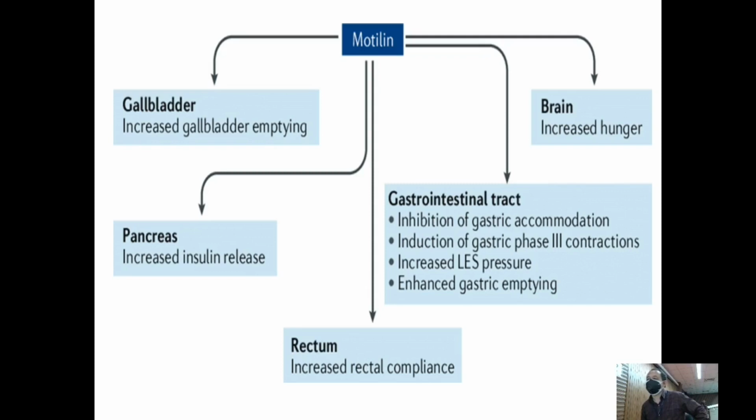So motilin actually plays a variety of functions. In the gallbladder it increases gallbladder emptying, in the brain it increases hunger, in the pancreas it increases insulin secretion, in the rectum it increases rectal compliance, and in the entire gastrointestinal tract it causes inhibition of gastric accommodation, induction of gastric phase 3 contractions, increased lower esophageal sphincter pressure, and enhanced gastric emptying. So these are all the different functions of motilin.